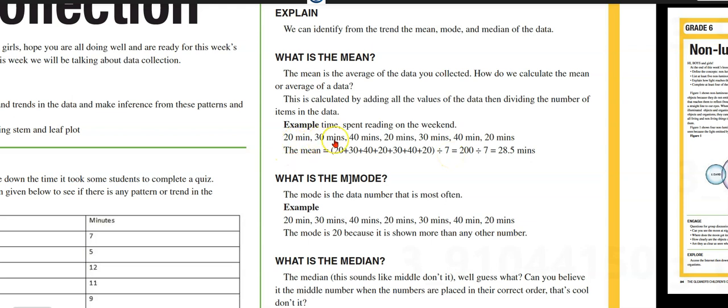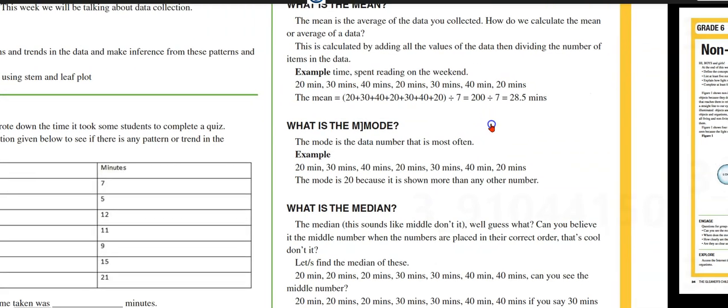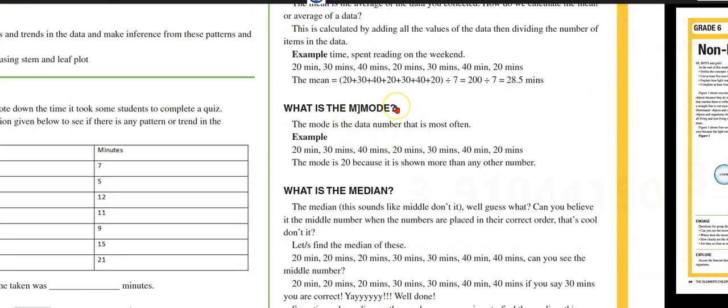So 20 and 30, 50, 50 and 40, 90, 90 and 20, 110, 110 and 30, 140, 140 and 40, 180, 180 and 20. That gives you 200. So it will be 200 divided by the number of items in the data set, or the number of addends. That would be 7. So we get 200 divided by 7, and we get 28.5 minutes.